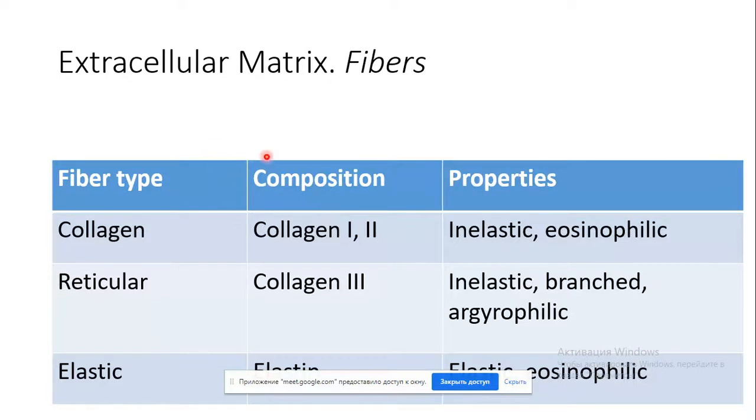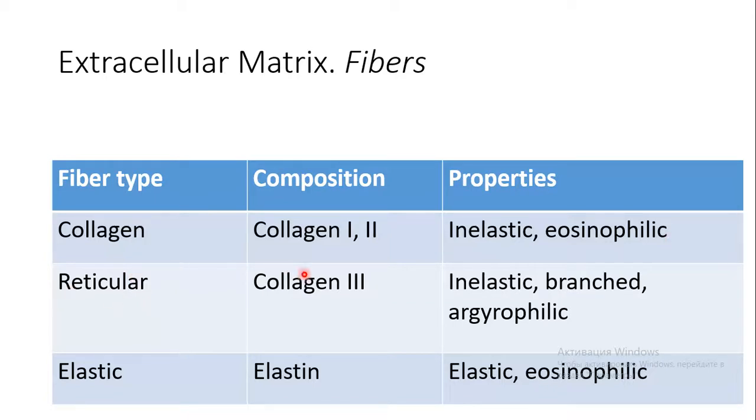And now let's talk about, so you see I will hurry to let you go. So extracellular matrix, fibers. Let's talk about fibers. We have collagen fibers, reticular fibers, and elastic fibers. So composition of fibers: collagen fibers, we have collagen type 1 and collagen type 2, and they are inelastic and eosinophilic. Eosinophilic is color, yeah, red in color.